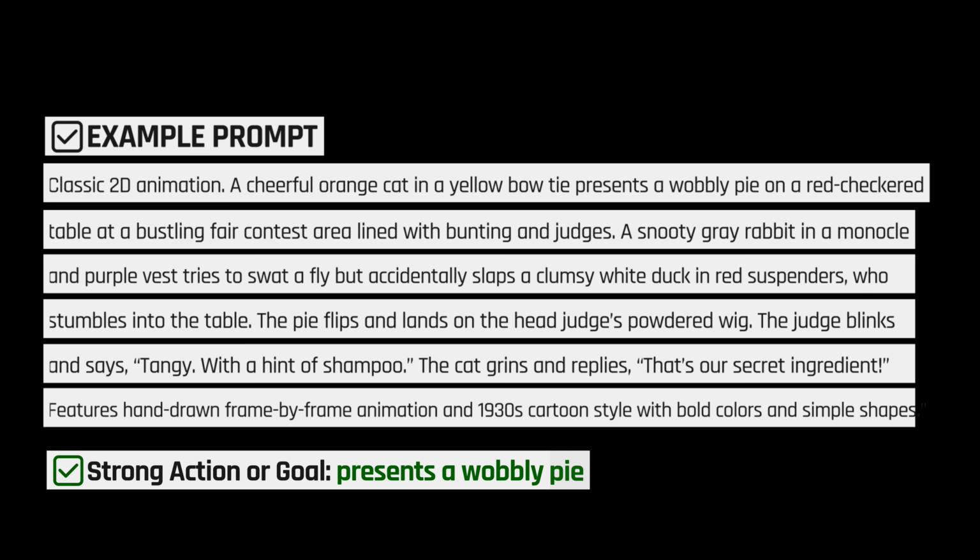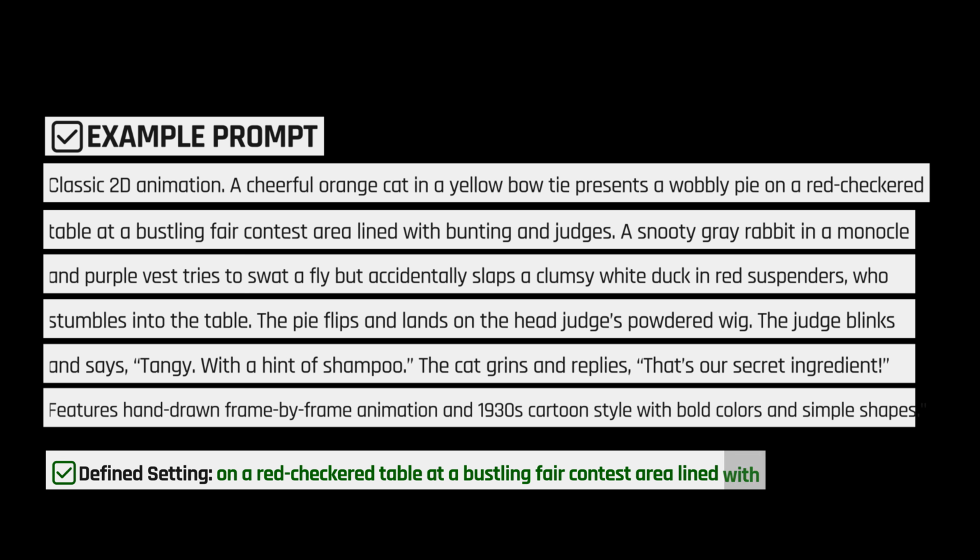2. There is a strong action or goal in the prompt. The cat has a purpose, and the wobbly part builds tension. It's a perfect setup for something to go deliciously wrong. 3. Scene setting in the prompt. This paints a full environment, colorful, festive, and ready for chaos. The more detailed your setting, the better Veo can animate it.